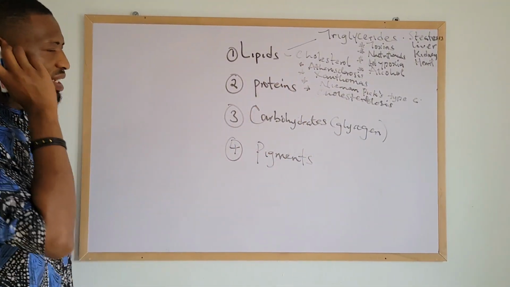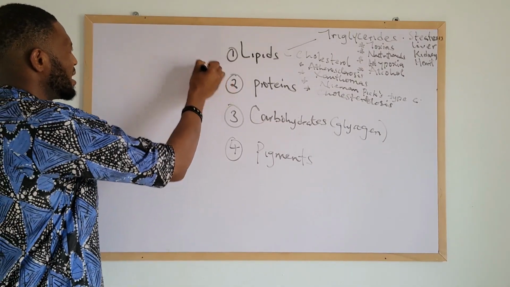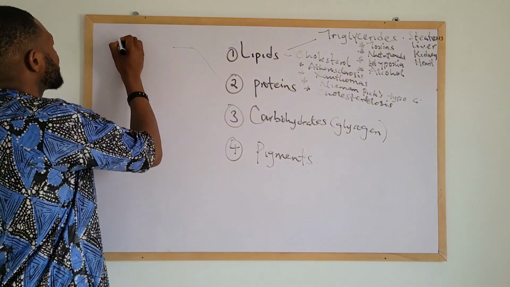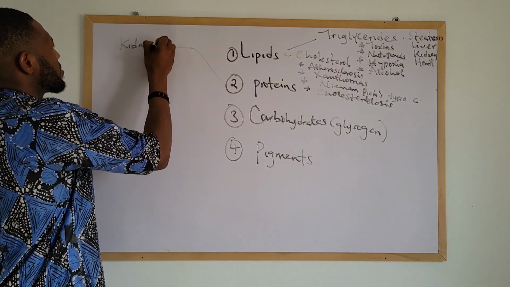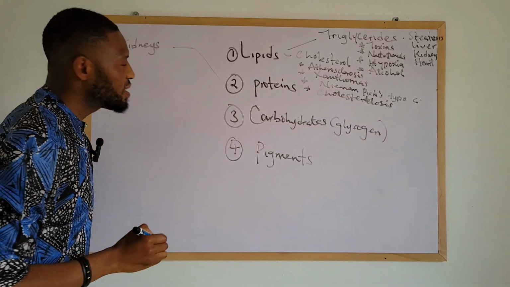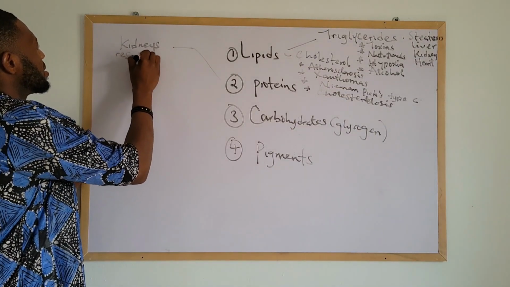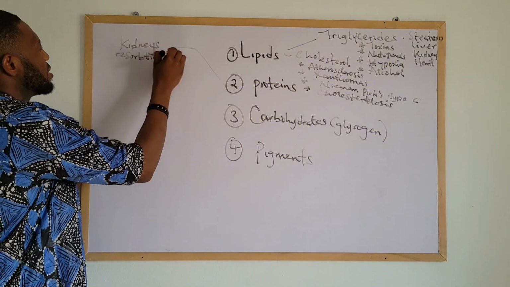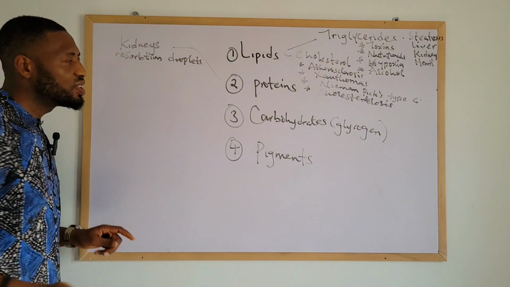Now, proteins can accumulate also. Proteins can accumulate in the kidneys as resorption droplets, maybe in patients that have nephrotic syndrome.